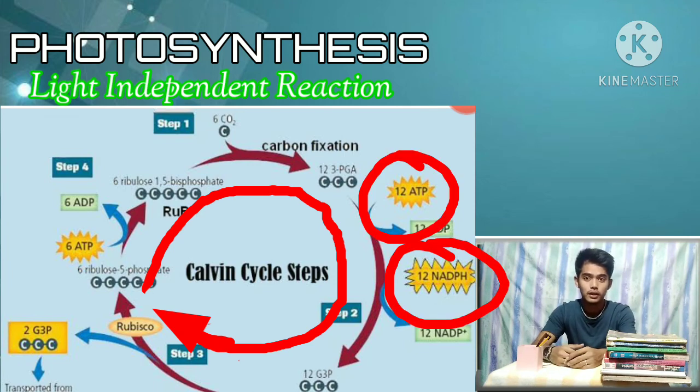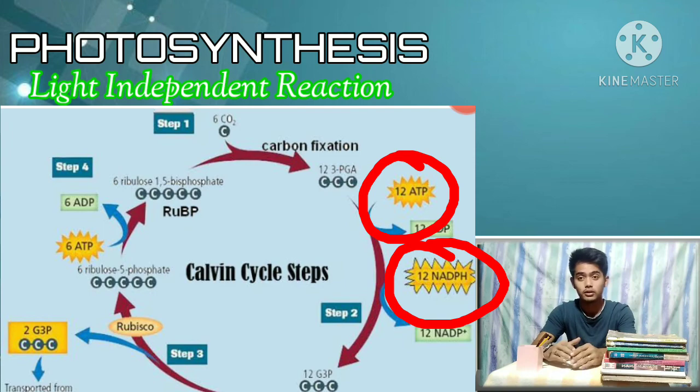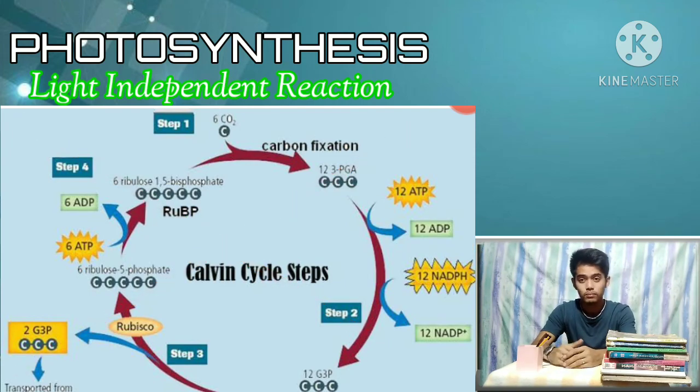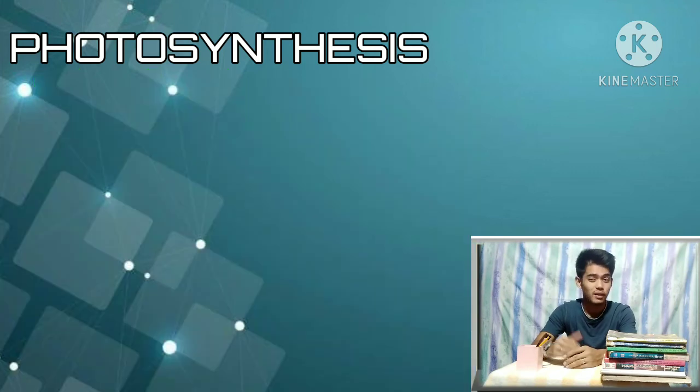Without this ATP and NADPH, the entire cycle will shut down. So that's how photosynthesis works, the light-dependent and light-independent processes, the Calvin cycle.